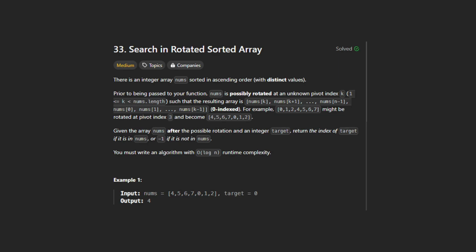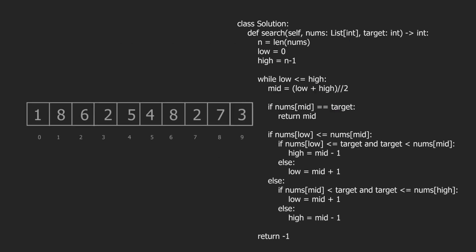Question 33, search in rotated array. We are given a sorted array which is rotated and a target value. If that target value is in our array, we will have to return the index of that target, and if not, we will have to return -1. Let's look at how the code will look.